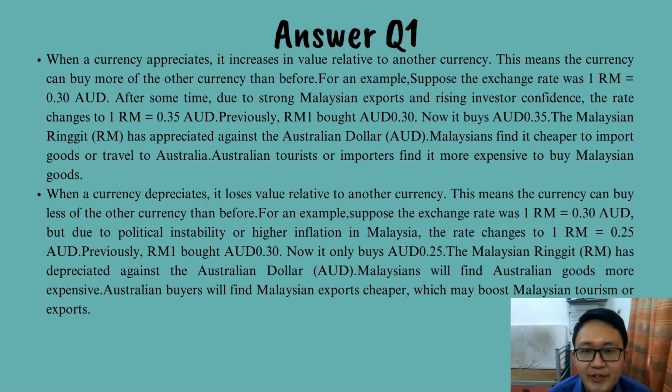So when the currency appreciates, it increases in value relative to the other currency. This means the currency can buy more of the other currency than before. For example, suppose the exchange rate was 1 ringgit equals 30 cent dollar. After some time, due to strong Malaysian exports and rising investor confidence, the rate changes to 1 ringgit equals 35 cent dollar. Previously 1 ringgit bought 30 cent dollar, now it buys 35 cent dollar.